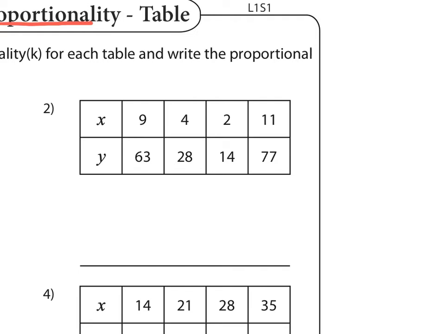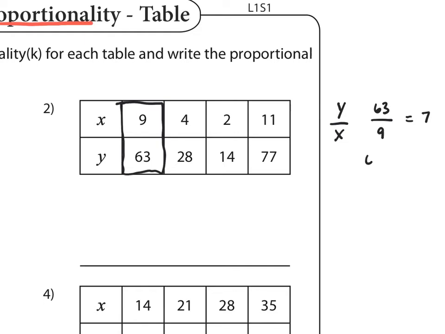So since I can choose any X and Y value, I'm going to go ahead and remind myself I'm trying to find the constant of proportionality. So I pick a Y value and its corresponding X value. It doesn't really matter, so I'm just going to choose the first. So the Y value is 63 and the X value is 9. And if I simplify that by taking 63 divided by 9, I'm going to get 7.